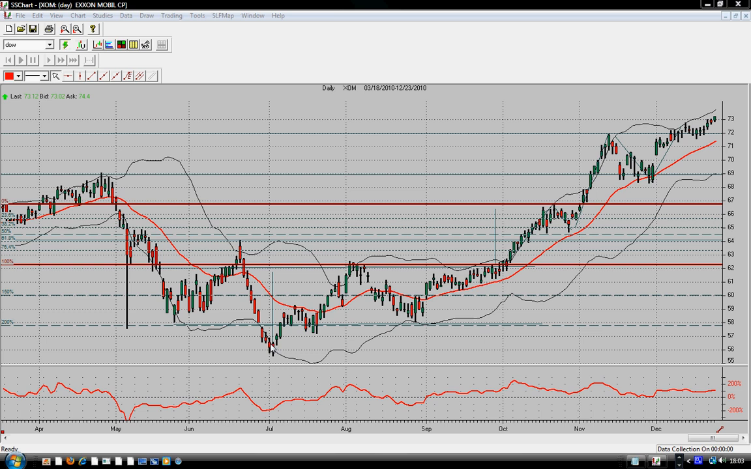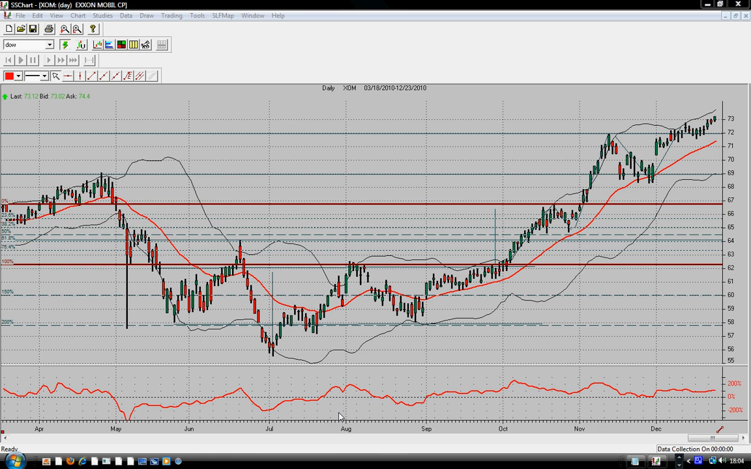If you are using the CCI 14, when the CCI 14 is above 100, in most cases you will notice also that the price will be above the upper bound of the Bollinger Band 14 volatility 2. And when the CCI 14 is below minus 100, in most cases you will also notice that the price will be below the lower bound of the Bollinger Band 14 volatility 2.